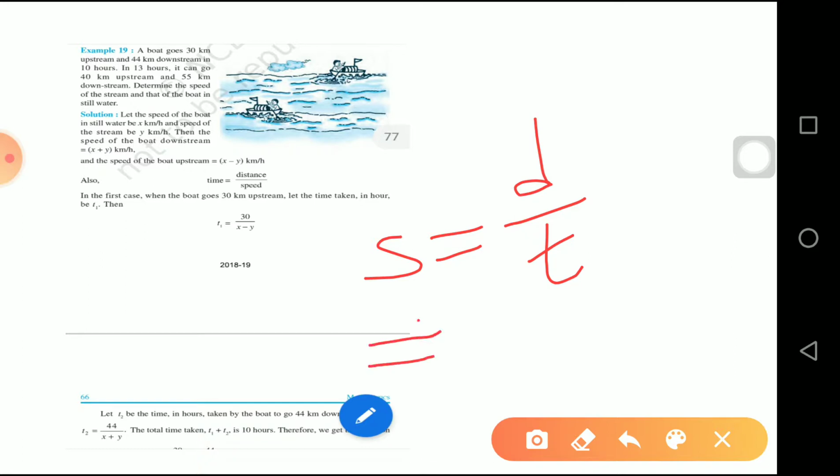Therefore, time will be equal to distance by speed.